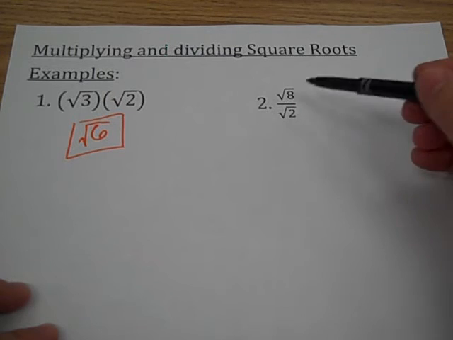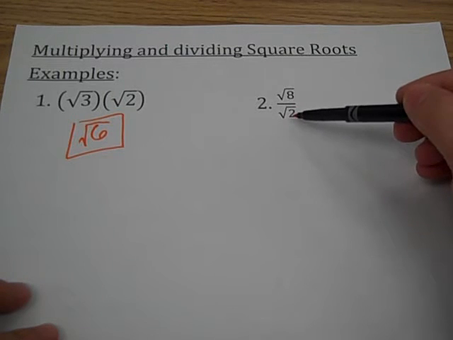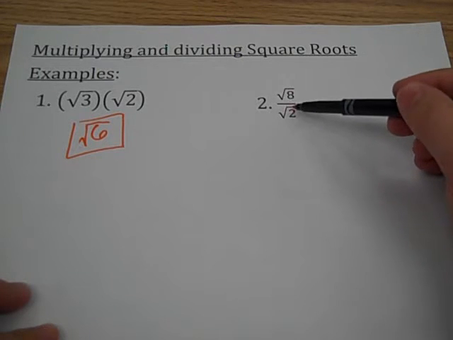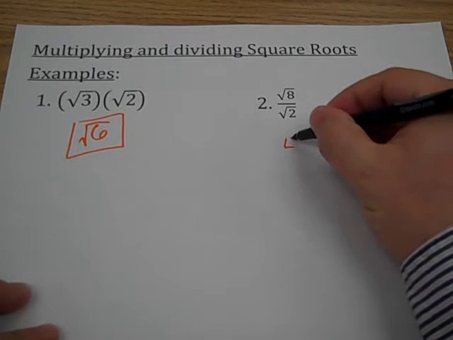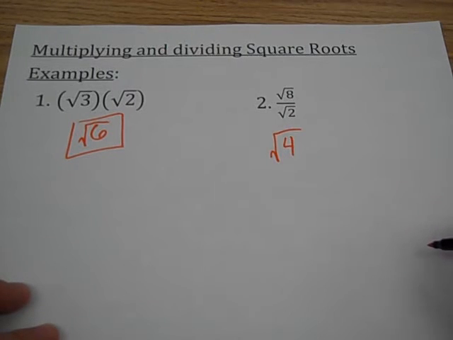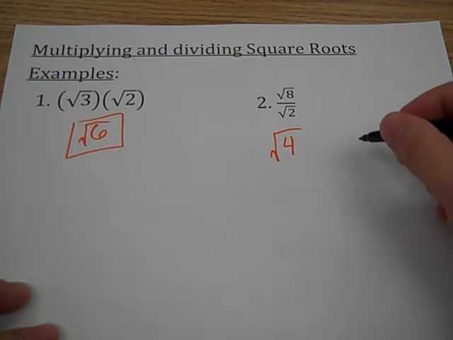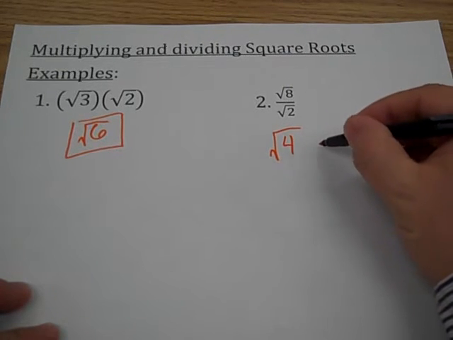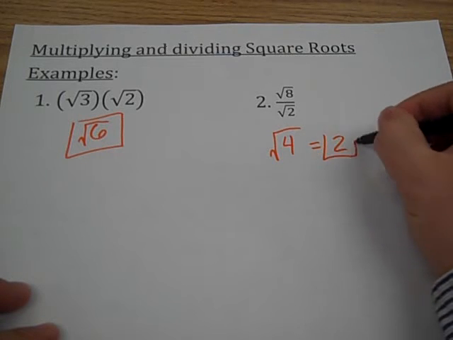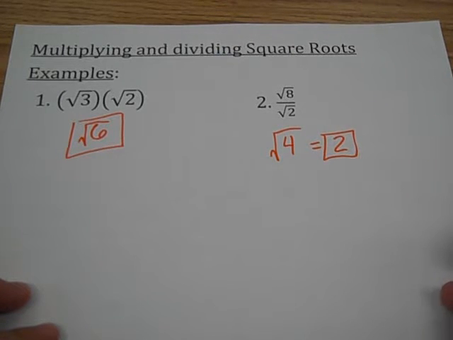Similarly, I can do the square root of 8 divided by the square root of 2. Since they're both underneath square root symbols, I can divide 8 by 2 and get 4. That stays underneath the square root symbol. And the nice thing I can do for this example is the square root of 4. We know that to be 2, and that's as simple as I get.